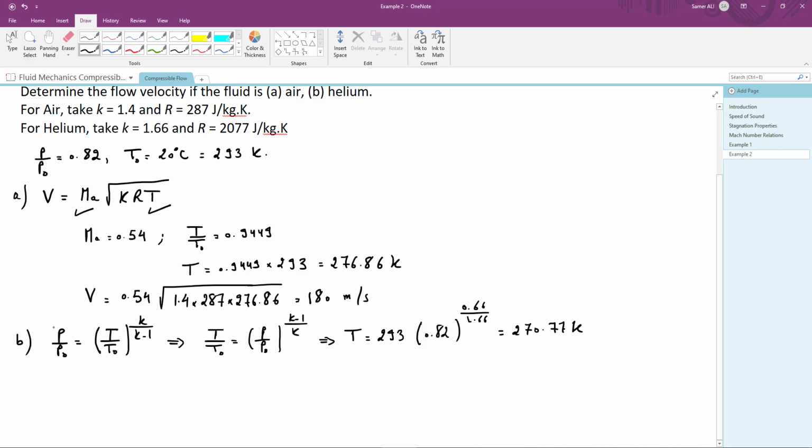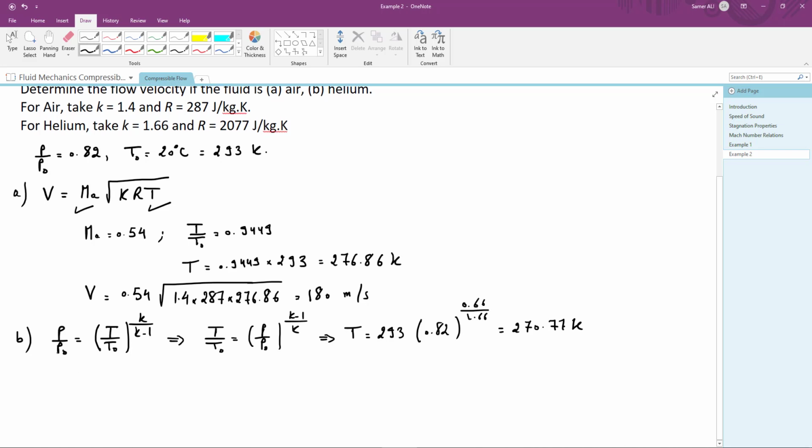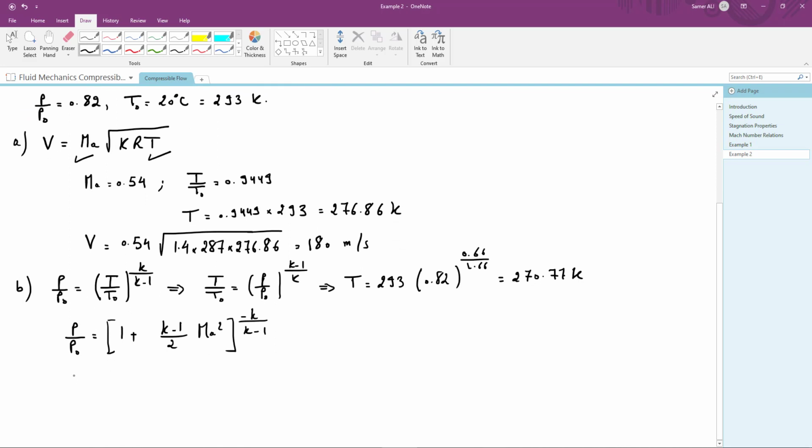Now, to find the Mach number, remember that in the Mach number relations lecture, we developed an expression relating the pressure ratio to the Mach number for an isentropic flow. So we said that P over P naught is equal to 1 plus (K minus 1) over 2 times the Mach number squared, to the power minus K over K minus 1. So here we have P over P naught equal to 0.82, equal to 1 plus 0.66 over 2 times the Mach number squared, which is unknown here, to the power minus 1.66 over 0.66.